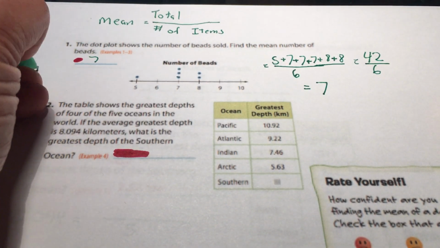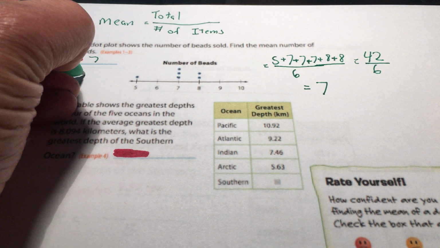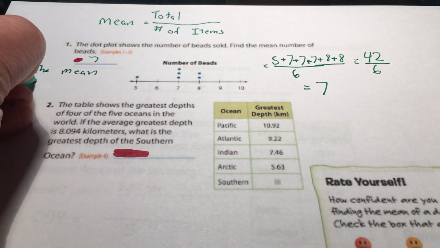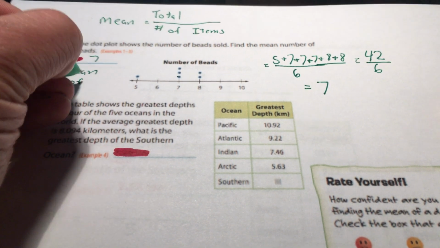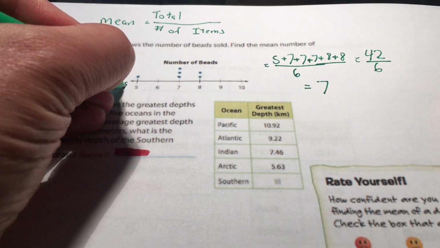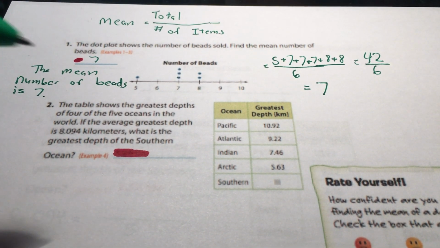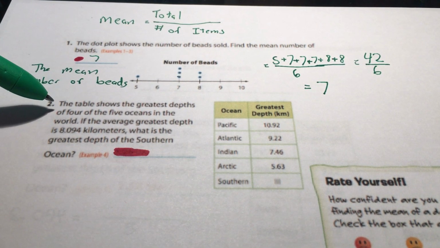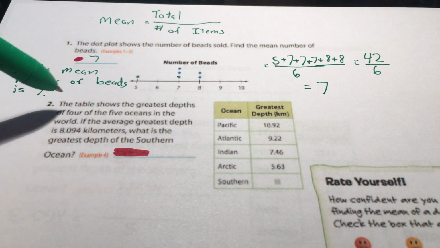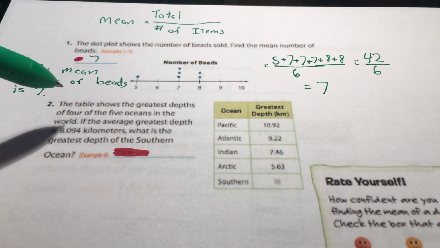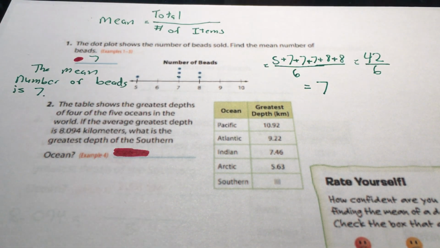So the mean number of beads is 7. Now let's look at the second one. The second one says, the table shows the greatest depths of 4 of the 5 oceans in the world. If the average greatest depth is 8.094 kilometers, what is the greatest depth of the Southern Ocean?